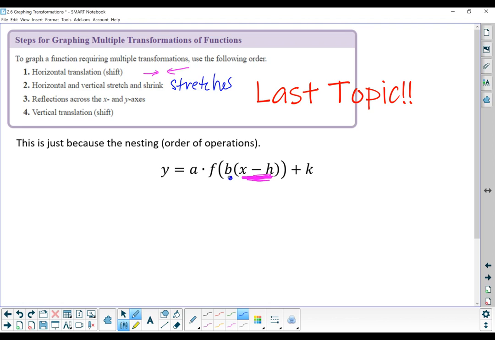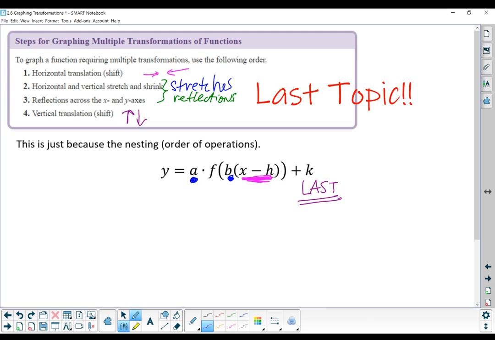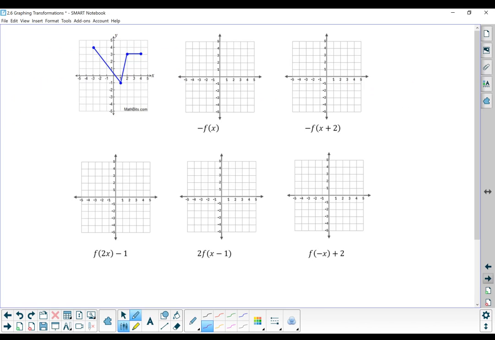And that's because the stretches are sort of next. Horizontal one here and vertical one here. Stretches and reflections, I guess, are really kind of the same. A reflection is just a negative stretch. So you would also do reflections. And then very last is to shift it up or down. Always last. A vertical translation is always graphed last for this type of problem.